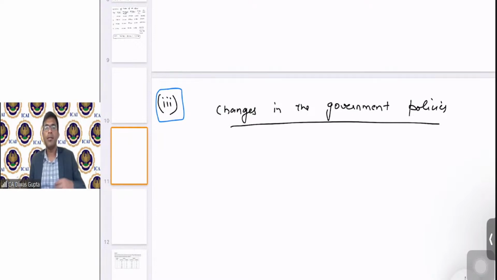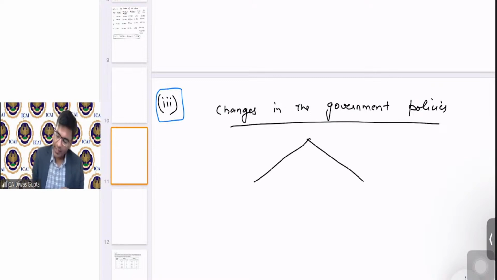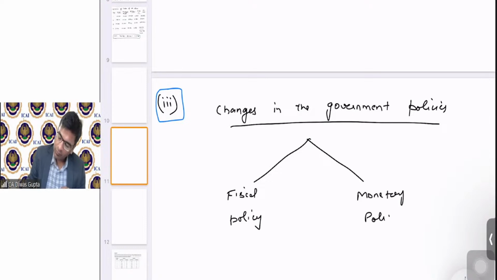So students, as we all know, the government intervenes in certain policy decisions when it comes to interest rates, when it comes to the budget, wherein the tax related changes come and the spending amount of the government comes. So broadly, we have divided government policies into two parts. One is the fiscal policy. Second one is the monetary policy.